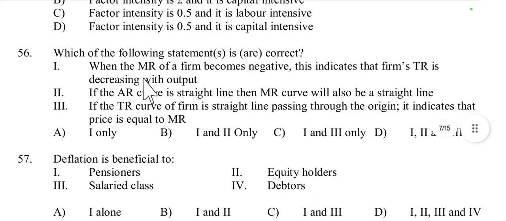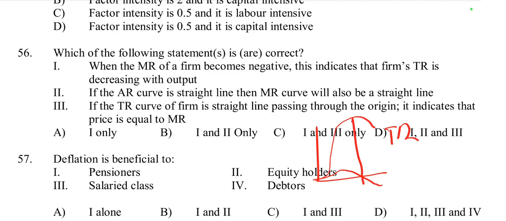Then question number 56, which of the following statements is or are correct? First one is, when the MR of a firm becomes negative, this indicates that the firm's total revenue is decreasing with output. Yes, when MR is negative, TR decreases. So when MR of a firm becomes negative, this indicates that the firm's TR is decreasing with output. This is right.